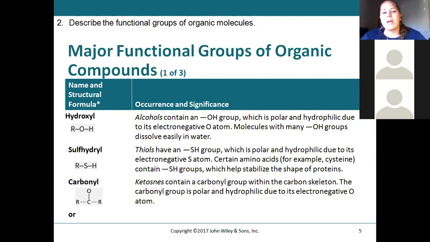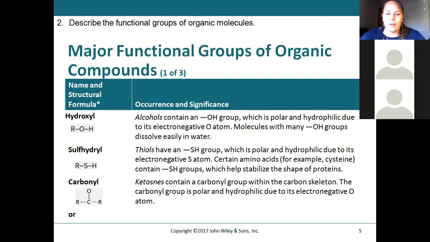There are proteins that have a three-dimensional structure, and if you have two cysteines that are close together, they can form a disulfide bond, meaning two sulfur groups can actually form a bond between them, and it holds the structure of that protein in its three-dimensional shape. Now, I don't expect you to know that to that level of detail, but it's just an example of why we're learning these particular types of functional groups.